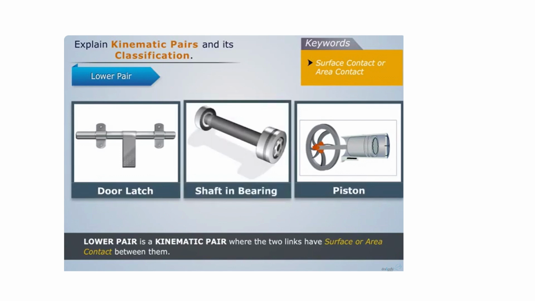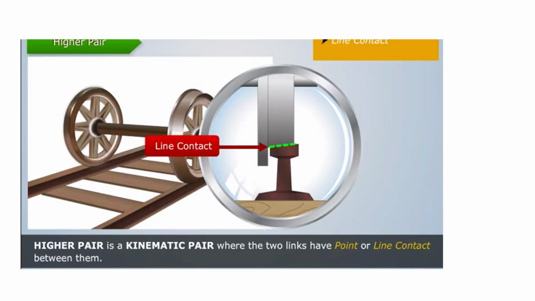We also have the lower pair and the higher pair. Door latches and the piston are lower pairs, where the surface area of contact is very high. The door latch moves along the whole surface area, and the whole area of the piston is in contact with the connecting rod. When you take a higher pair, such as a cam, it has only one point or one line of contact.